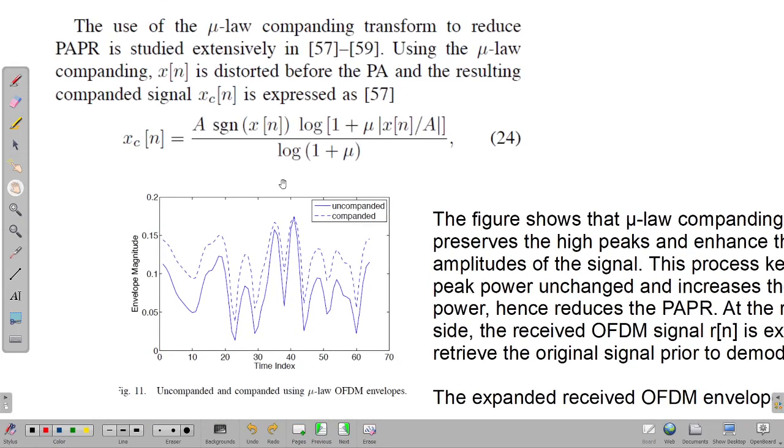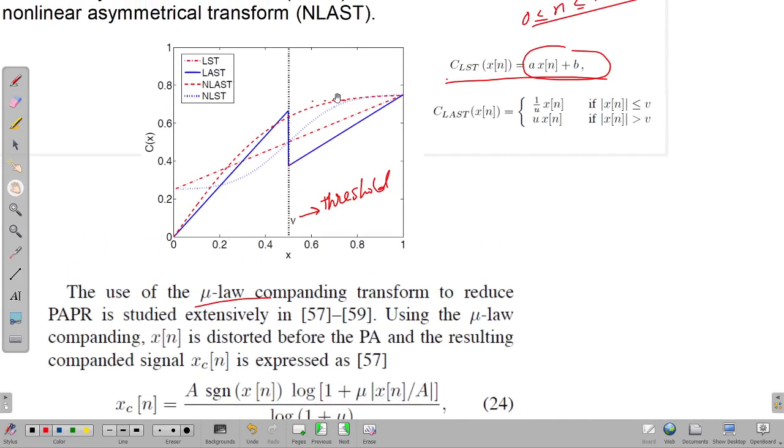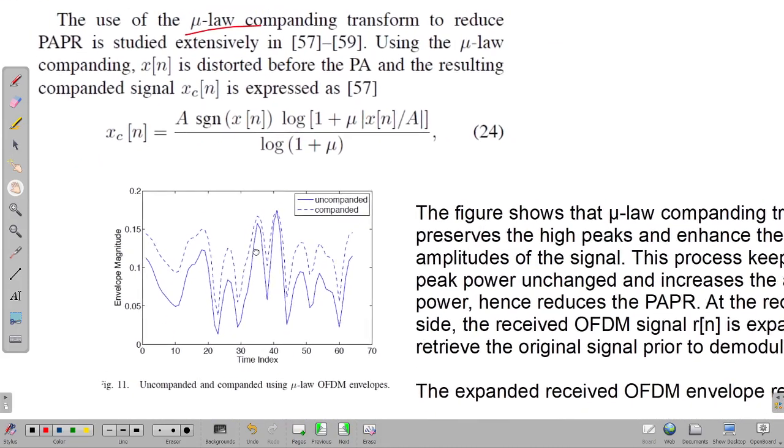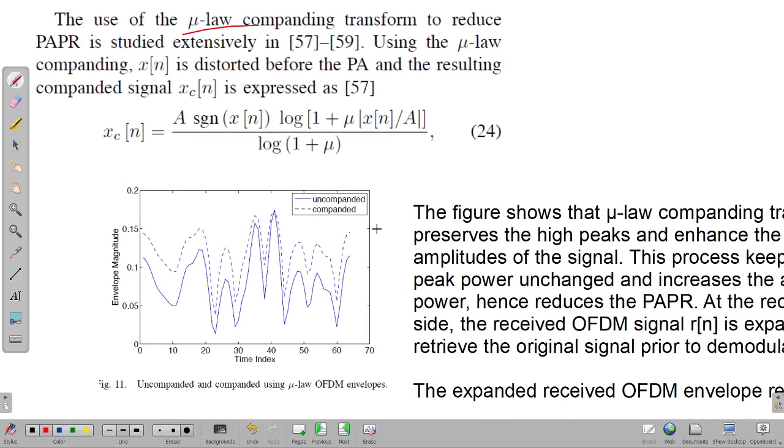One of the important companding transforms is the Mu law companding transform, and it is different from these transforms. The speciality of these transforms is that when the signal crosses the threshold value, they try to reduce the peak value, but Mu law companding tries to increase the average power of the signal. You can see the equation here. This transform works according to this equation. The value x of n is transformed to xc of n using this equation.